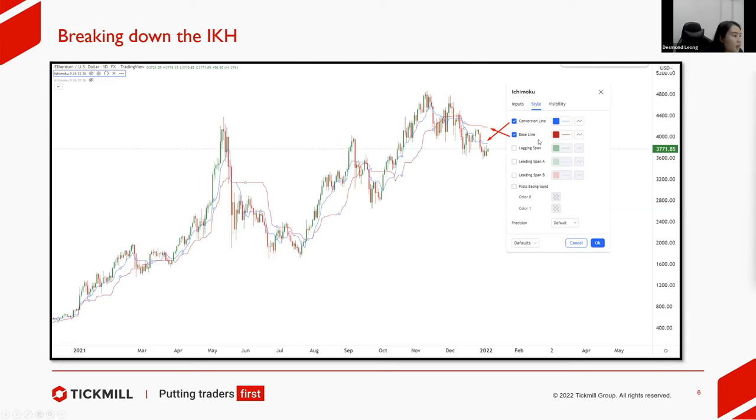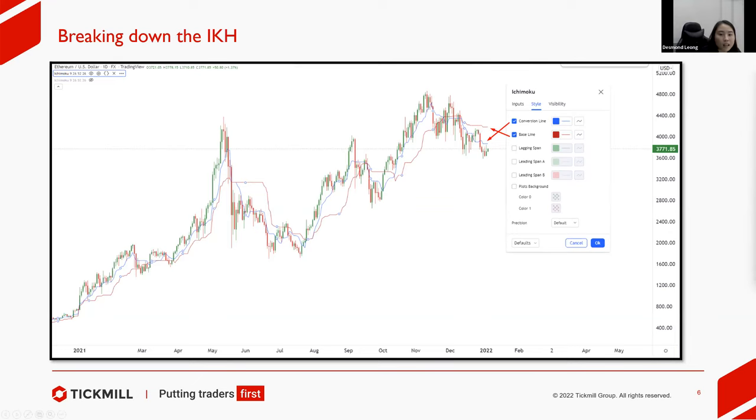Okay, so basically, if you don't remember anything I say, the only thing, or rather some of the important things, that you should take away from this webinar is that when the blue line is below the red line, Ichimoku is signaling some kind of bearishness. So when the blue line is above the red line, Ichimoku is signaling bullishness. Is everyone good for now? That's the first key takeaway you should remember from this webinar. If you don't remember anything else, at least remember this.